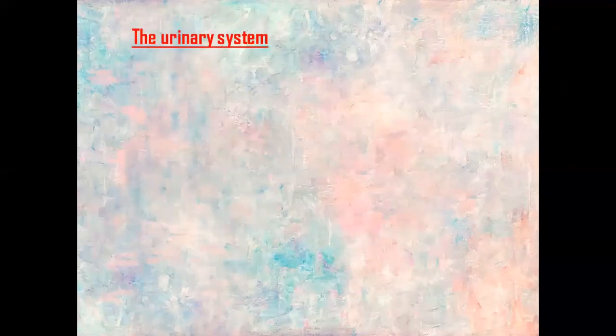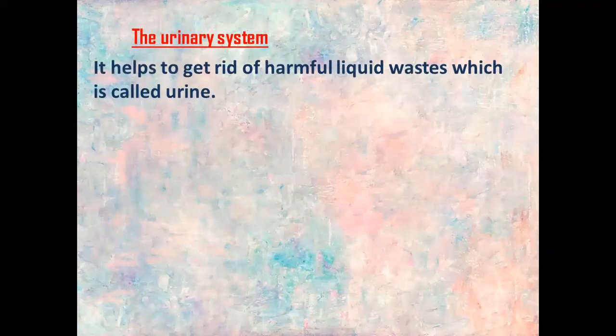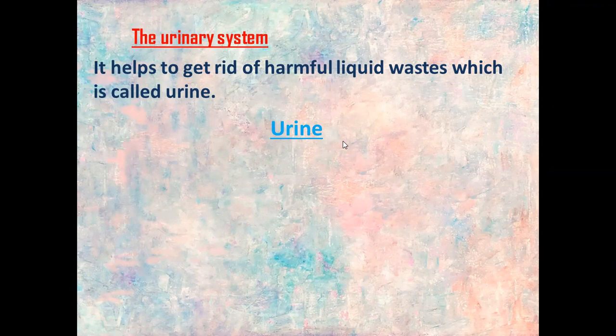Okay, we will continue our talking about the urinary system. We said that the urinary system helps us to get rid of harmful or bad liquid wastes, and these liquid wastes are called urine. Okay, this urine is made of what? The urine, or the liquid wastes that we get out of our body, these liquid wastes are made of what? It consists of four things.